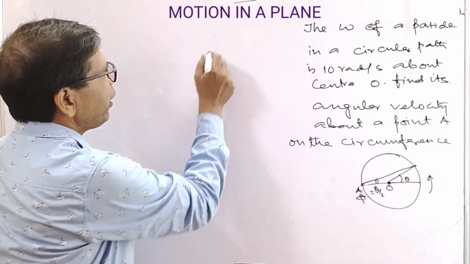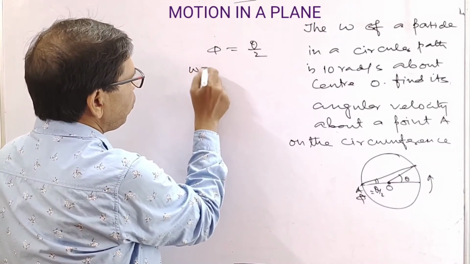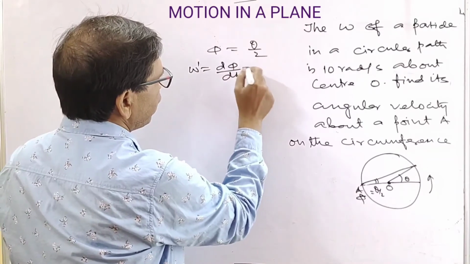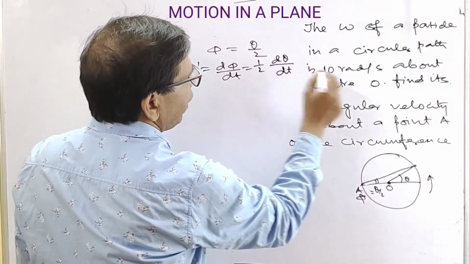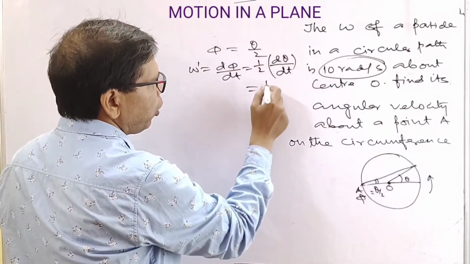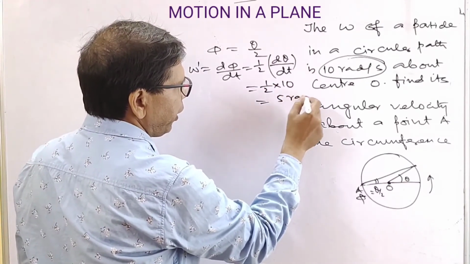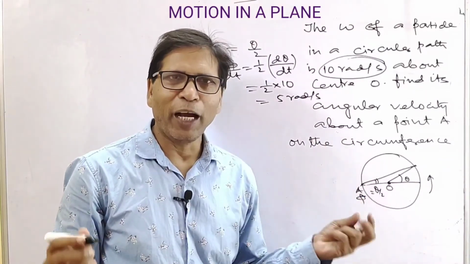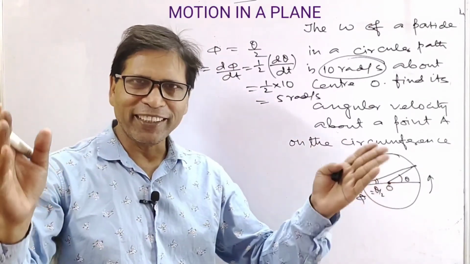So look at this, here phi equals theta by 2. Now angular velocity omega dash is d phi by dt, which equals half into d theta by dt. Here the angular velocity about the center, d theta by dt, is given, so this is half into 10, which is 5 radian per second. So the angular velocity about a point on the circumference is 5 radian per second.